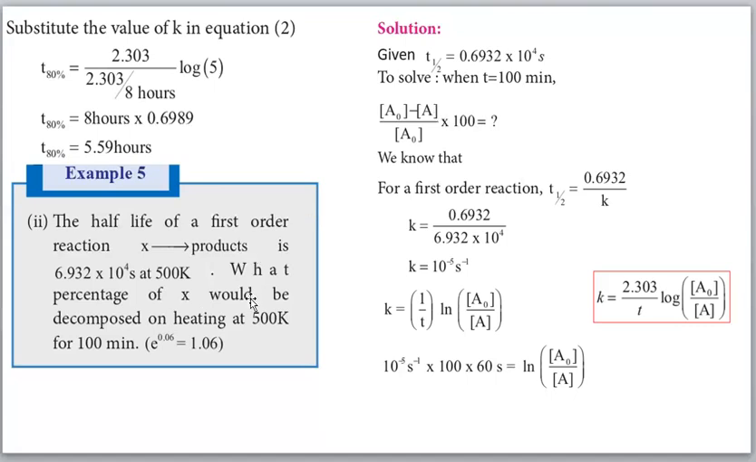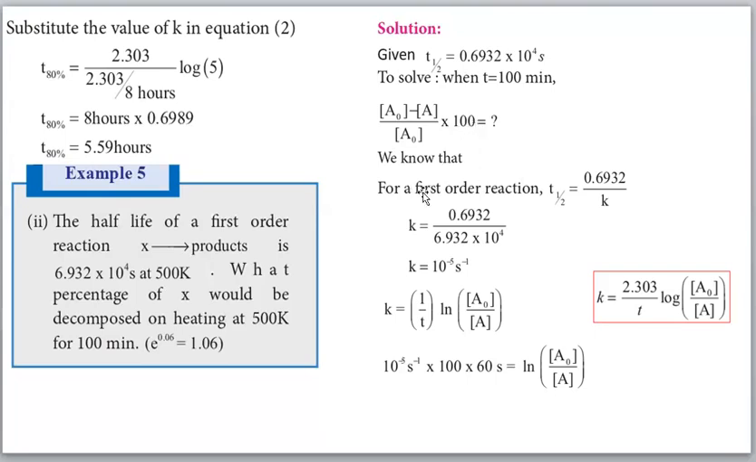Then percentage: what percentage of X would be decomposed? Percentage means we divide the number by the initial concentration, then multiply with 100. So this value only they are asking in the question. We have to find out this value: A0 minus A by A0 into 100.